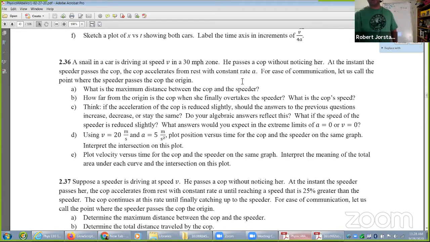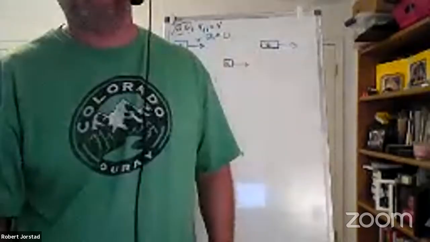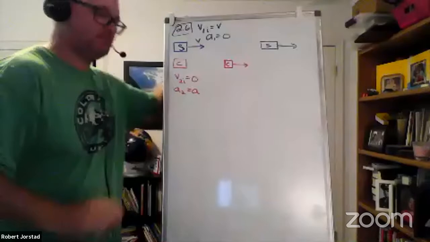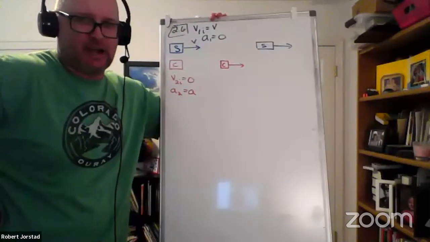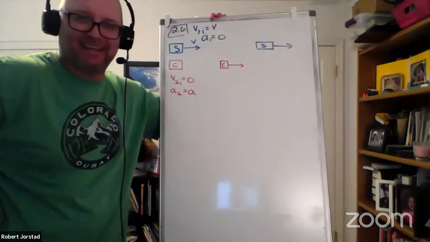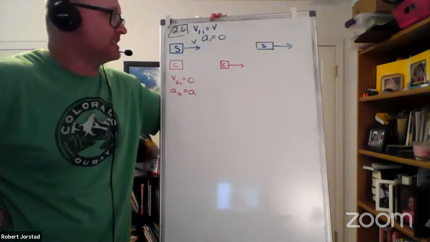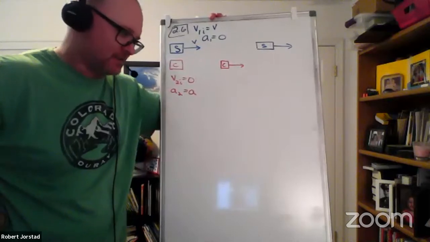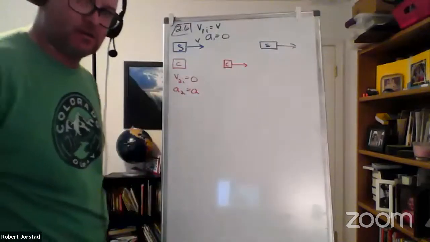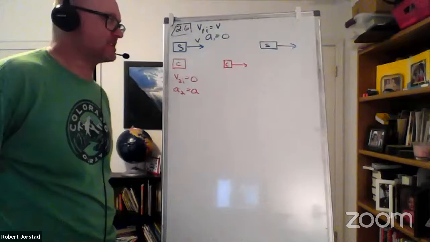Going to go ahead and share the screen here. All right. And so here's the picture that I drew for part A of this question. It said, determine the maximum distance between these two. I think that's what it says in part A. What is the maximum distance between the cop and the speeder? So in my mind, this is what's going on.